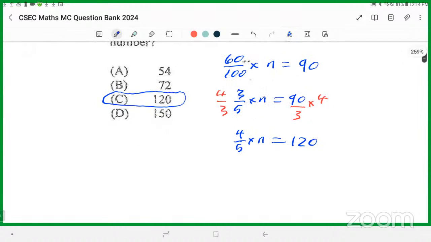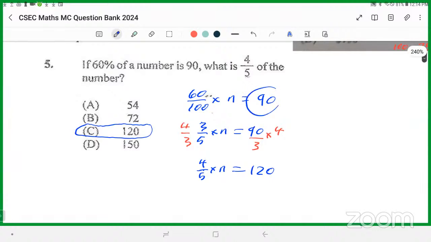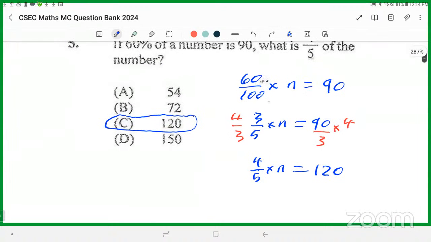So 60% of a number is 90. If you want to know what the number is, you can do the 100% thing again, or we can just divide. If 60% is 90, that's 3/5 times the number is 90.